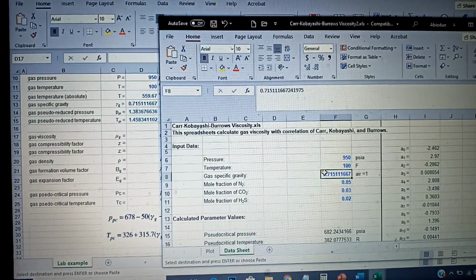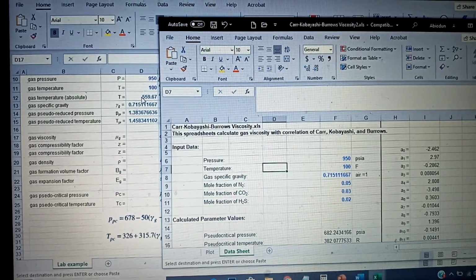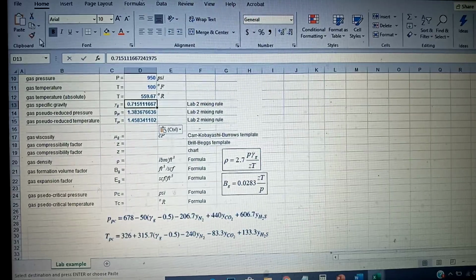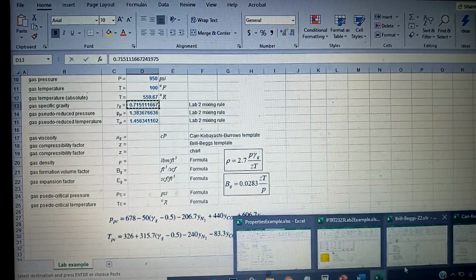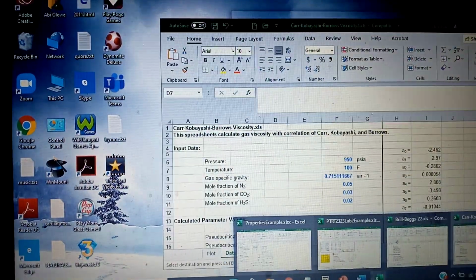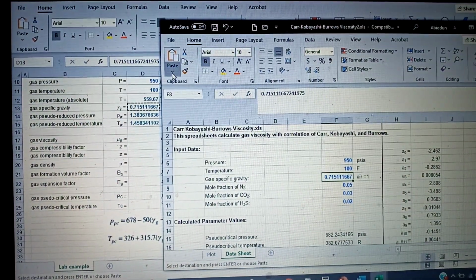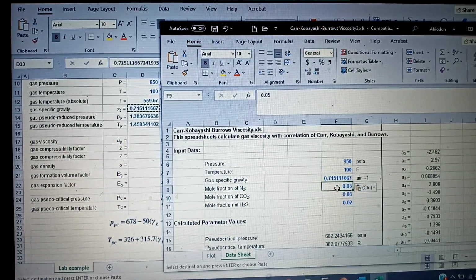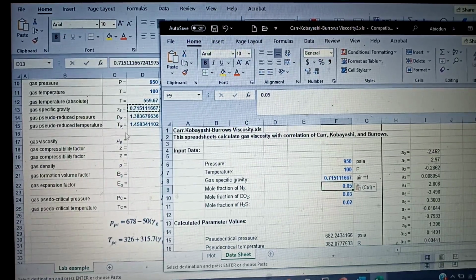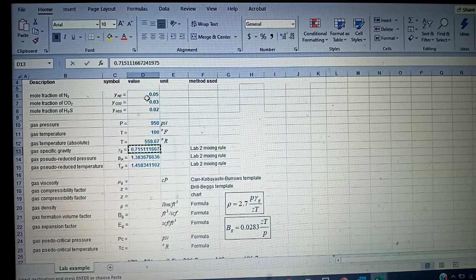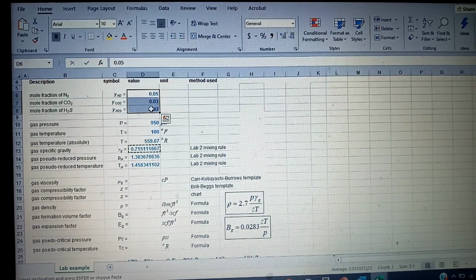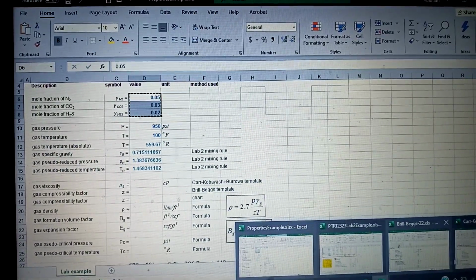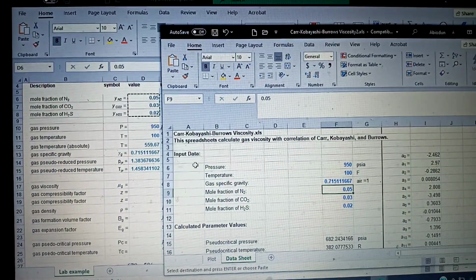The gas specific gravity. So what you can do actually is, you can just do here, copy. Now go back to Kakobayashi. And I do paste value again. Okay. Then the mole fraction for nitrogen, carbon dioxide, and hydrogen sulfide. So I can just go back here again. I highlight all the 3. I do copy. I go back to my Kakobayashi. Then I do paste value.